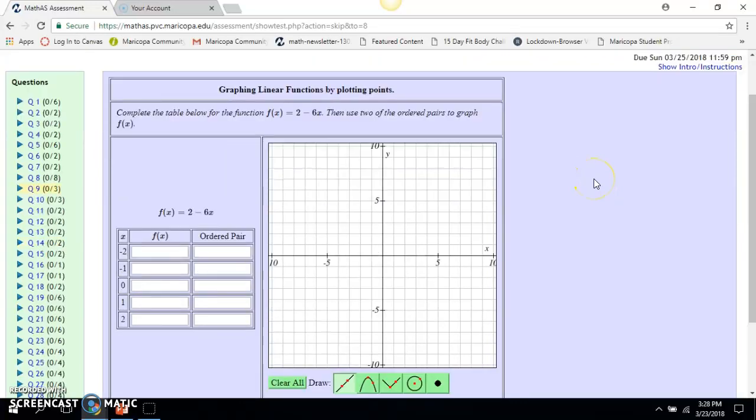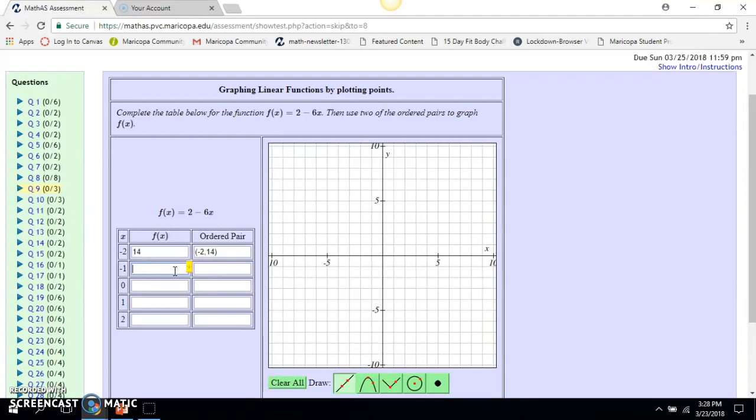During your Math AS homework, you were asked to graph linear functions by plotting points in a problem such as this one that we see right here. So the first thing you would do is enter the output values and then come up with an ordered pair. So for instance here, when our x value is -2, our output value is 14, which gives us an ordered pair of -2, 14.